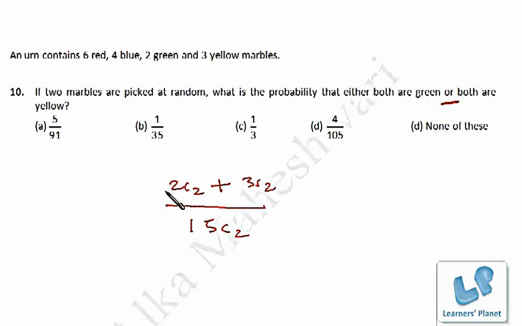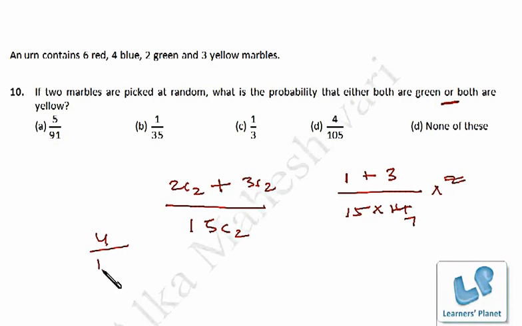So 2C2 is what? It's 1, plus 3C2, and 3C1 is the same thing. So it's 3 divided by 15 into 14 into 2, right? So this is 4, so this is 7, so it's 4 by 105, right?